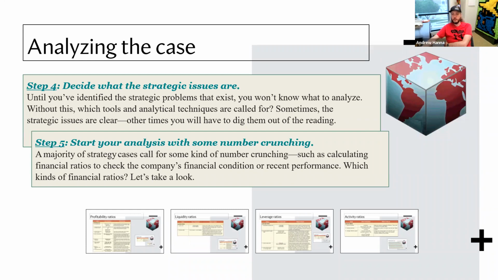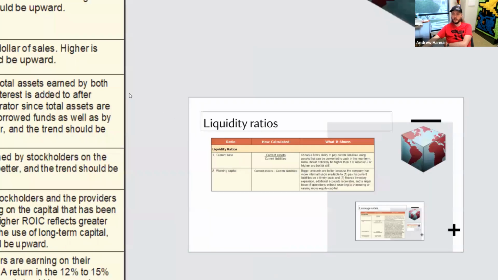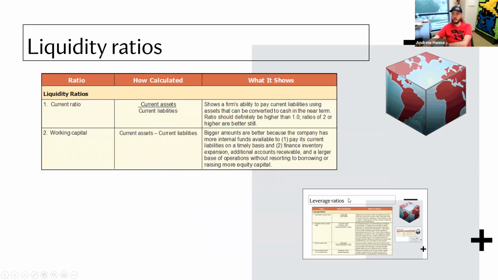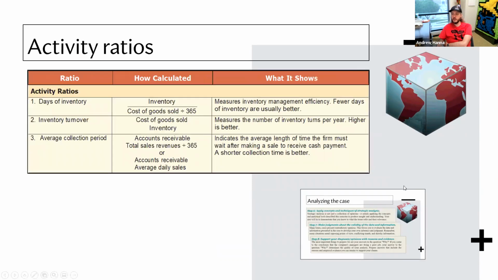You can then do some number crunching if you would like. Some people elect not to do so much in this area, but I have given you, at the end of these slides that you can get on Canvas, information about different things you can look at, like profitability ratios, liquidity ratios, leverage ratios, activity ratios, all these different things you can look at.